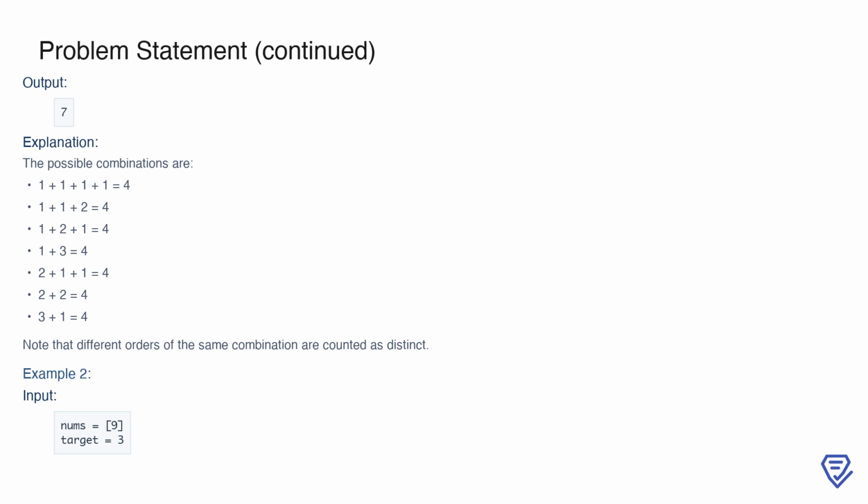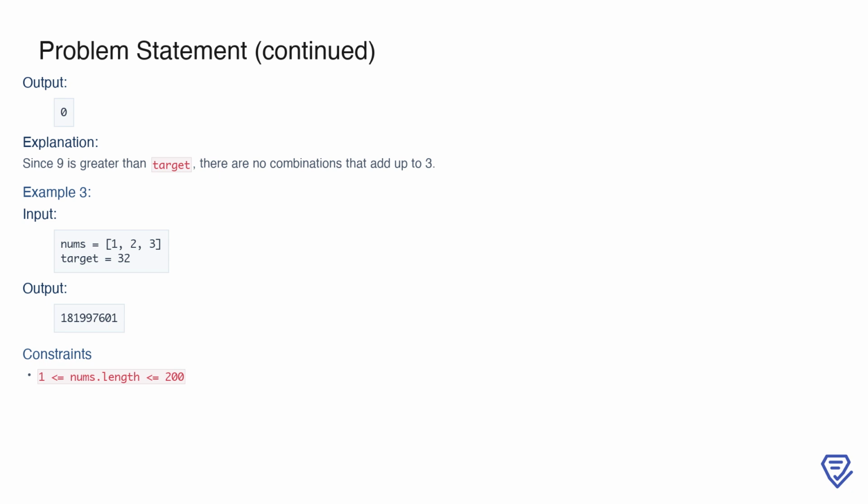Now, consider a different case where nums is 9 and the target is 3. In this case, the output is 0 because the only number in the array, 9, is greater than the target, meaning no combinations are possible. These examples illustrate how the order of numbers and the range of possible values in nums play a critical role in determining the result. Another example highlights the scalability of the problem.